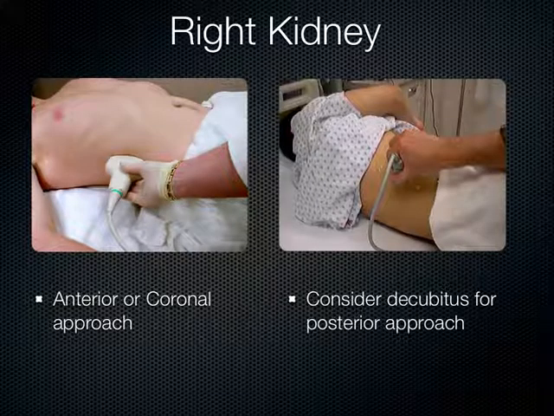Switching out to the kidney, we can do several approaches. We do an anterior approach, or in this case here we're doing a coronal approach, indicators towards the patient's head. Or we could do a posterior approach, lay them on their side, or the term is decubitus to do a posterior approach, going in between the ribs. Notice that when you go in between the ribs, it does help to use a smaller footprint phased array transducer rather than that large footprint curved or convex array.